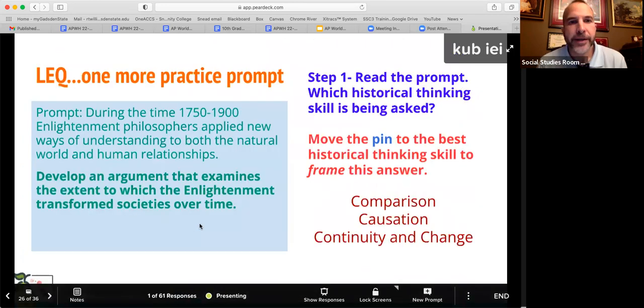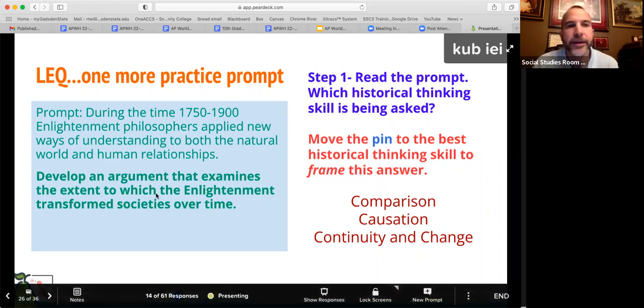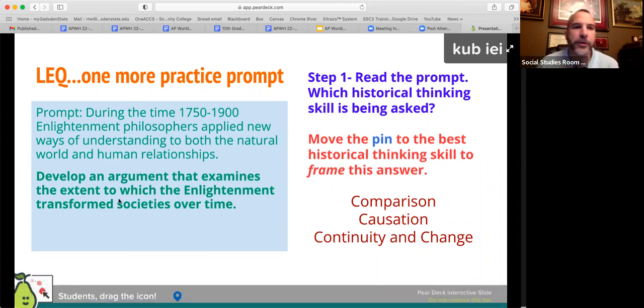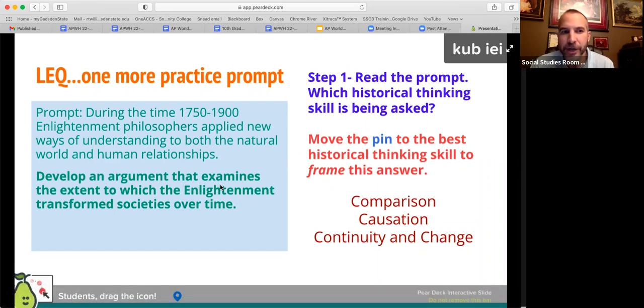So now let's look at a different topic. We're going to look at this time period, 1750 to 1900. And now the subject matter is going to be Enlightenment philosophers, and how they're applying new ways of understanding to the natural world and human relationships. So the prompt is telling us to develop an argument that examines the extent to which the Enlightenment transformed societies over time.